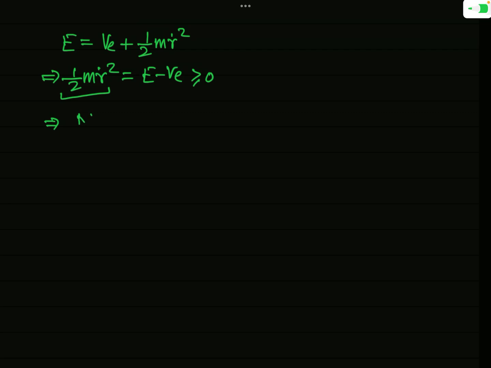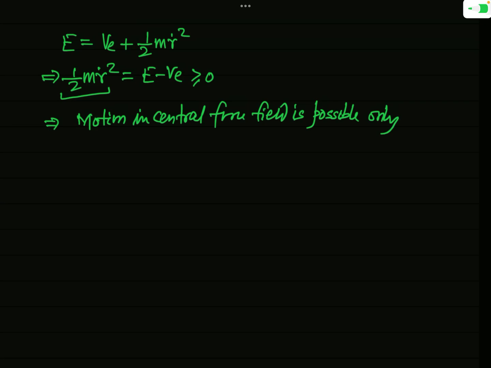Motion in a central force field is possible only when E minus VE is greater than or equal to 0. This is the condition which must be satisfied for motion of a particle in a central force field. Motion will be possible only when E minus VE is either equal to 0 or greater than 0. It should never be negative. When it is negative, motion is not possible in a central force field.